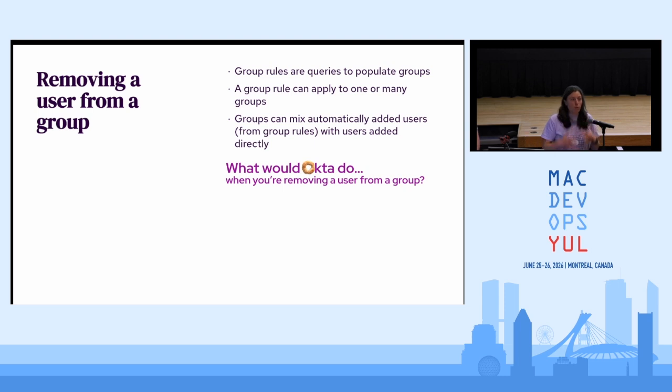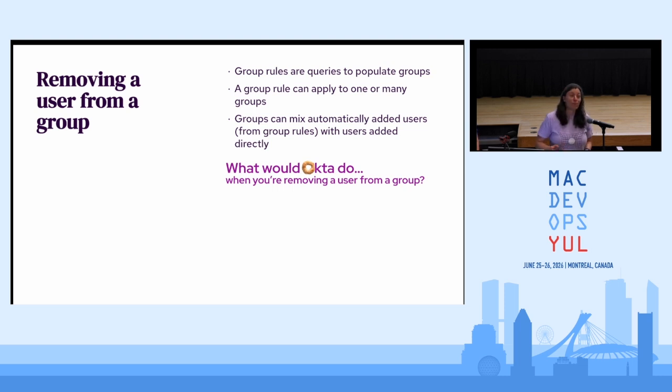What if you want to remove people from that group? If we added Sam to the group manually and then removed him, what would happen? It works, makes sense. If we add Sam to the group using a group rule and then remove him, what would happen? What would Okta do? Does anyone want to take a guess? Stays in the group.